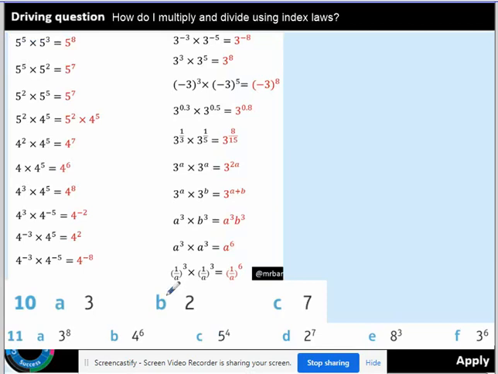Here are your answers. Now hopefully you got most of those correct. I'll go back to questions 10 and 11 and maybe go through those because they're a little bit more tricky. But just make sure you're checking your answers to these ones up here.